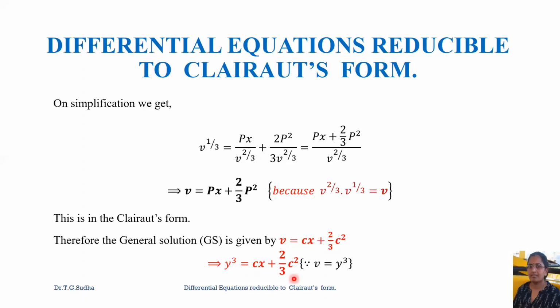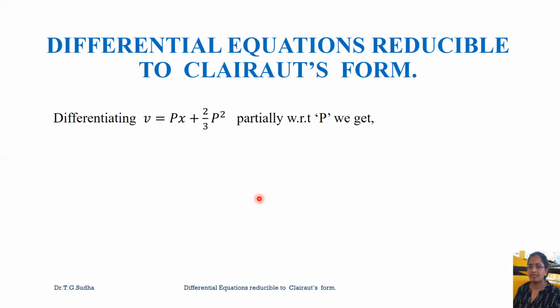Now we need to find the singular solution. For that, we are going to consider this expression v is equal to px plus 2 by 3 p square, which is in the variable v and x, and find the singular solution. So let us differentiate this partially with respect to capital P now. On differentiating partially with respect to capital P, the left hand side v becomes 0. P into x gives us 1 into x, that is x, plus 2 by 3, it is a constant, into p square we have, differentiate that with respect to p, so we get 2p.